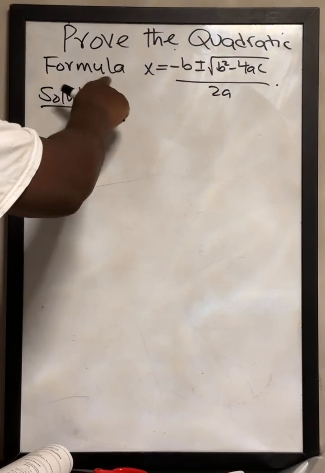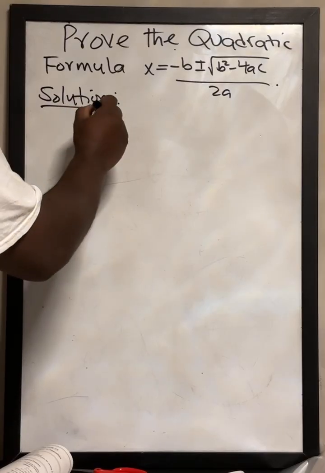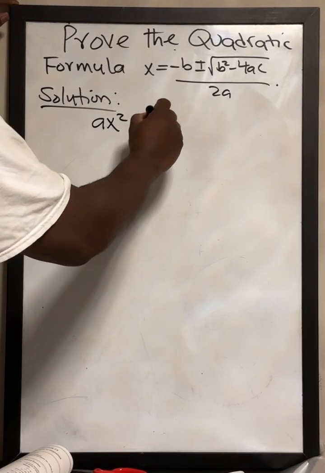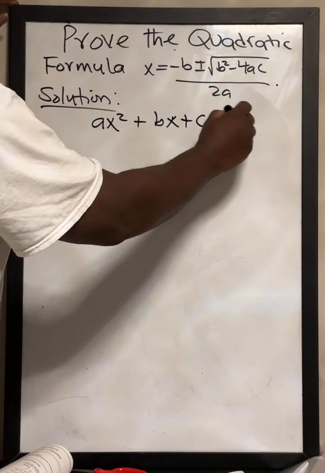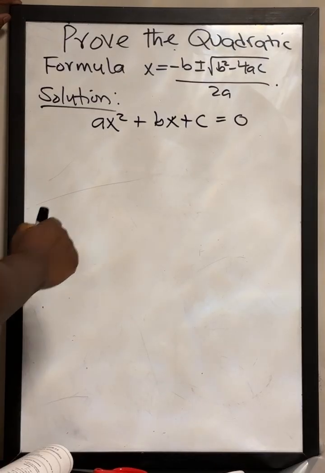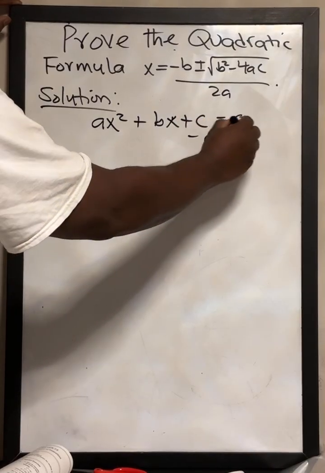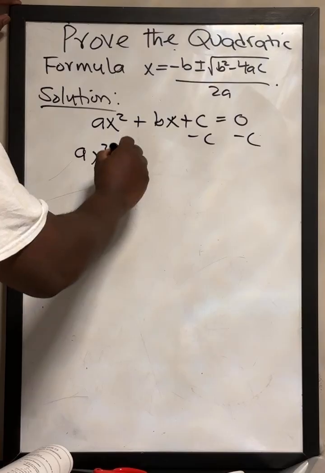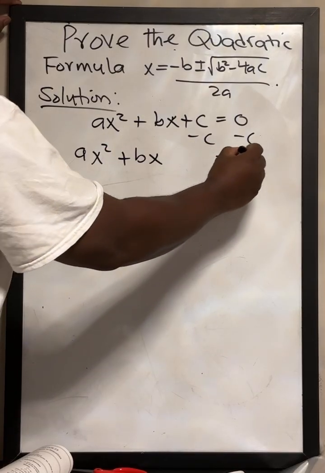Prove the quadratic formula. X is this. Solution. So we know the quadratic equation is ax squared plus bx plus c is 0. So we prove by completing the square. So first step is subtract c from both sides. So we have ax squared plus bx is equal to negative c.